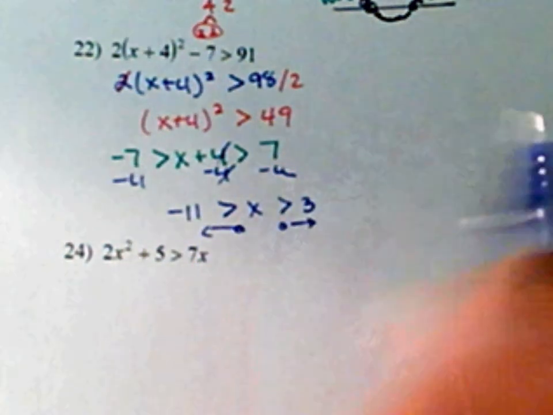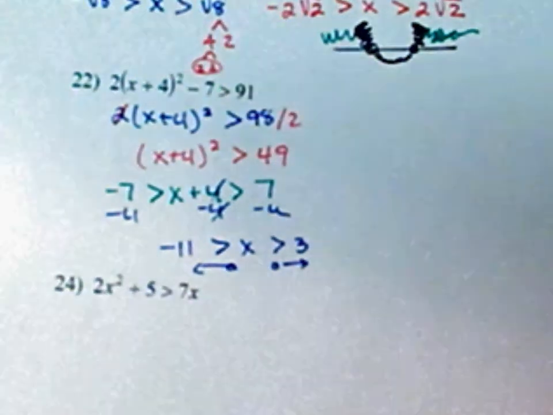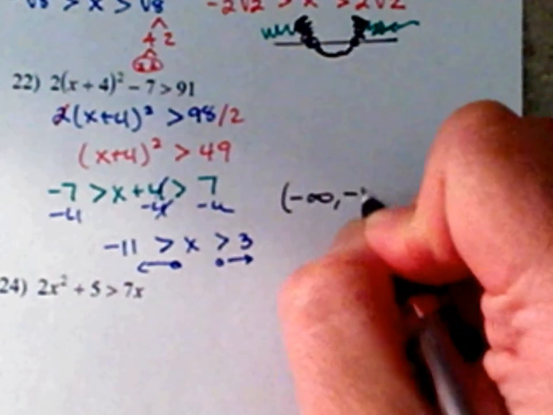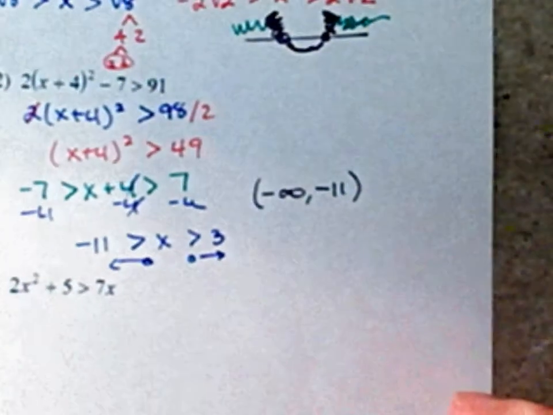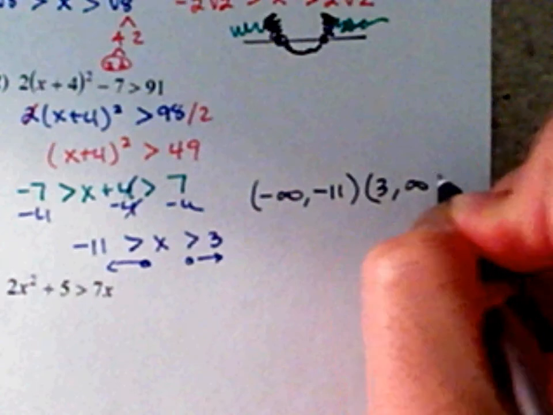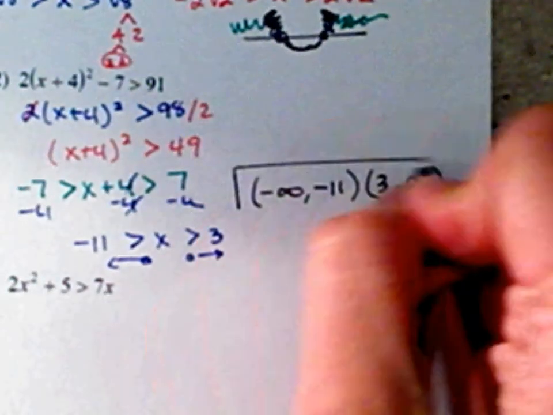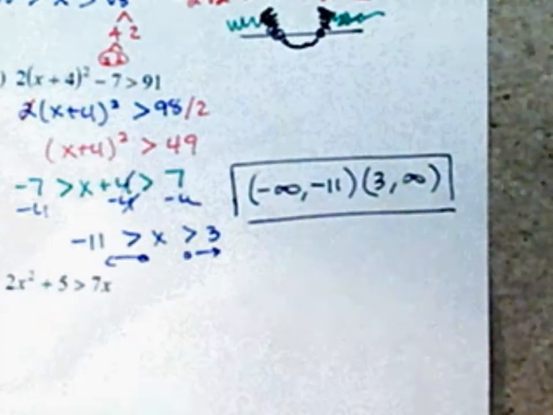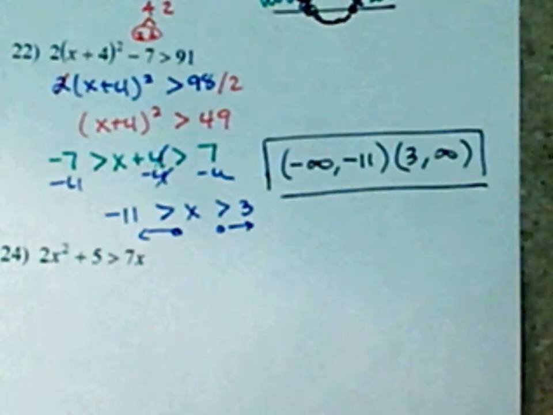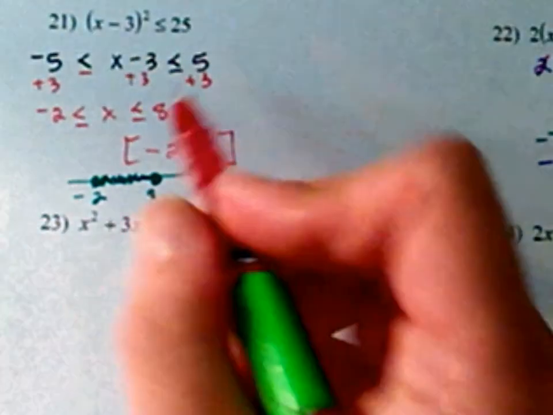Okay? So let's write our solution. Starting at negative infinity, it's going to go to negative 11, parentheses. No equal sign. There's a gap, starting at 3, going all the way to positive infinity. There's number 22. Let me box in the answer to 21.